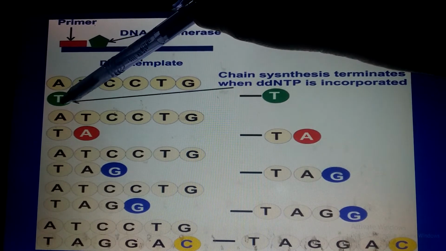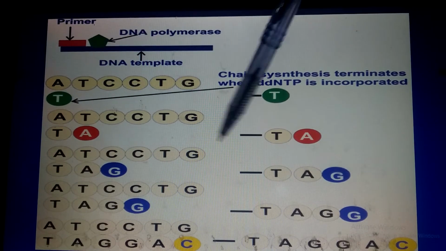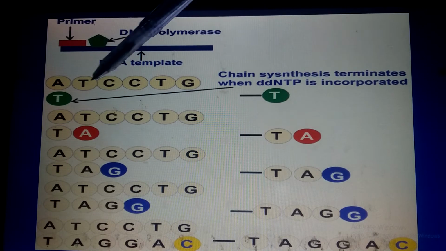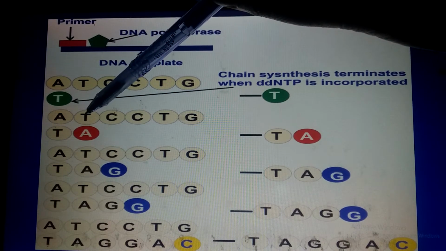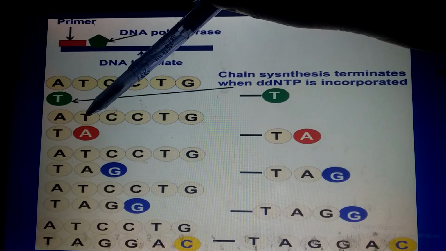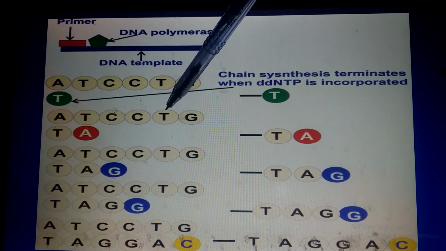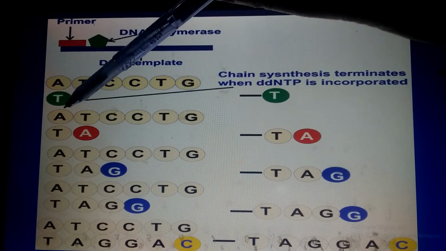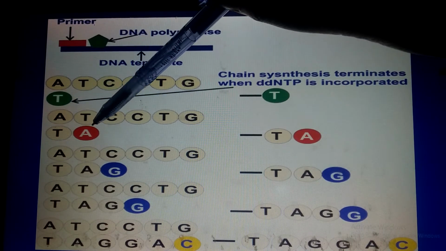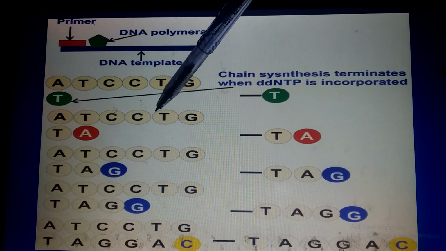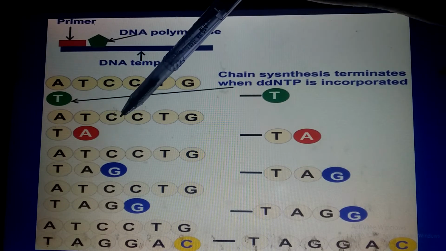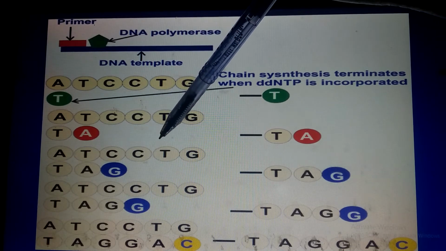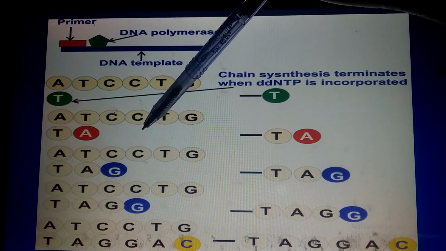In the second tube, you can see here, this is ddATP. So A can stop the reaction here, and chain termination can also happen here. So two fragments can be produced here, like TA, and if it stops here, then TAC, GG, T with A. So two fragments can be produced here.